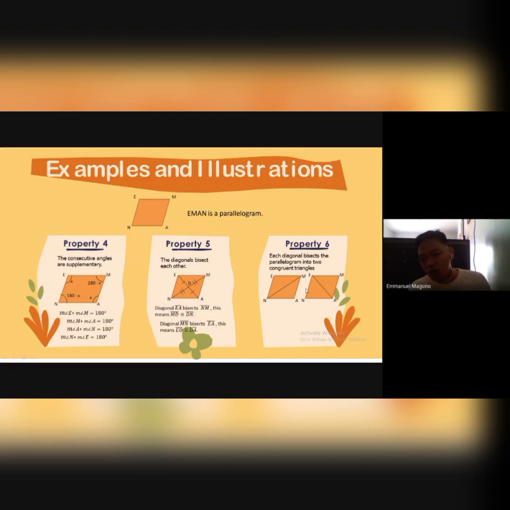So ito at ito. So ganun din po dun sa kabila. No? Dalawang triangle din yung nag-form. So for diagonal line segment NM, we can say that triangle NEM, itong triangle na to, ay congruent po dun sa triangle MAN. So kapag naman itong line segment EA, yung triangle EMA, ito ay congruent po dito sa triangle AE. Okay? So yan po ang ating mga properties ng parallelogram.